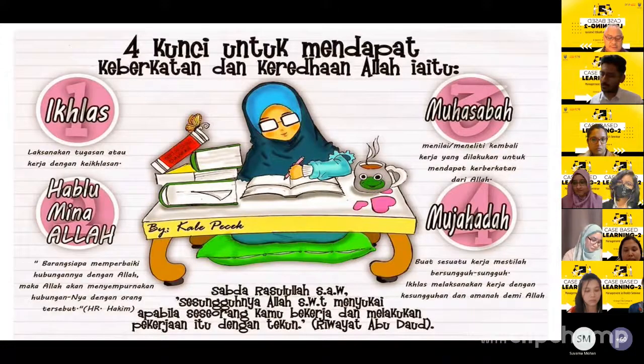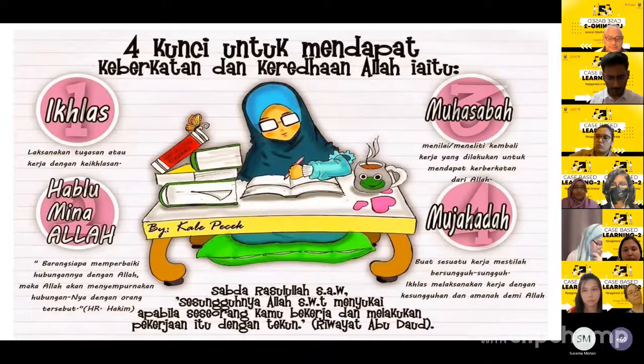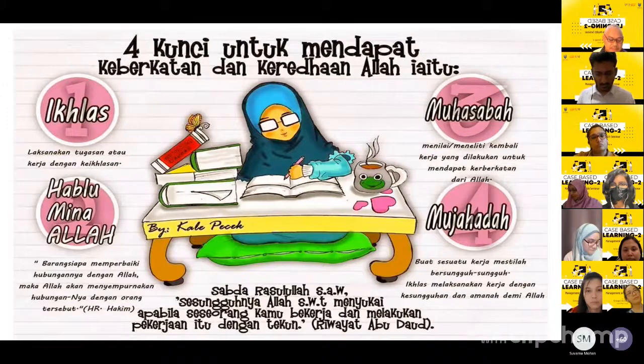These are the four keys to our blessing and approval. First is ikhlas: perform your task or work with sincerity. Second is hablum minallah, whoever improves his relation with God, then God will respect his relationship with that person. Hadis riwayat Hakim. Third is muhasabah: re-evaluate the work done to get the blessing from Allah.